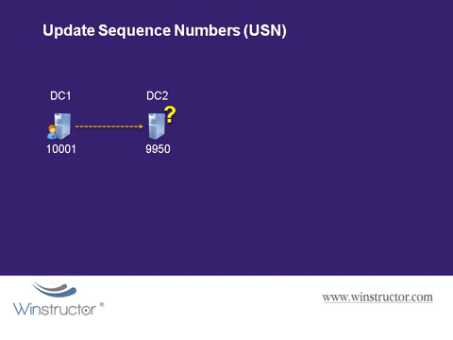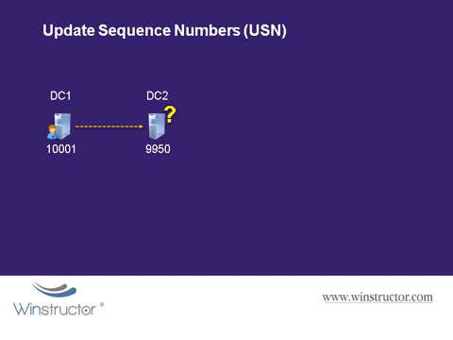Now, once these updates have replicated, DC2 now knows that DC1's highest update sequence number is 10,001, and this is known as the high watermark. So on the next replication cycle, DC2 already knows that the high watermark value for DC1 is 10,001, so it asks DC1 what value it has. Now, if that's still 10,001, then DC2 will not replicate anything since it already has the most current information.